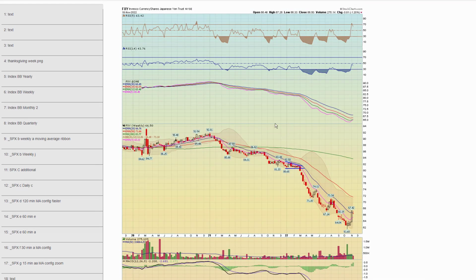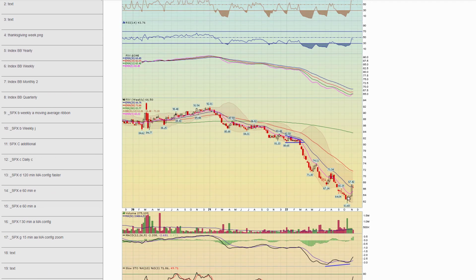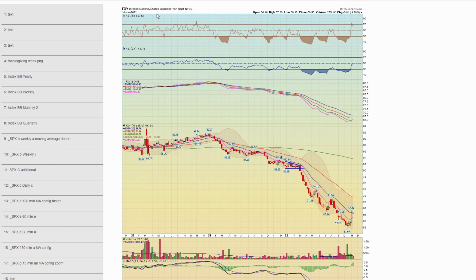Next, chart 49, Japanese yen, FXY, the ETF. Had a huge rally the previous week. Again, we had positive divergence developing here. It really looked like it wanted to rally, and congrats if anyone took that. That was a nice rally.